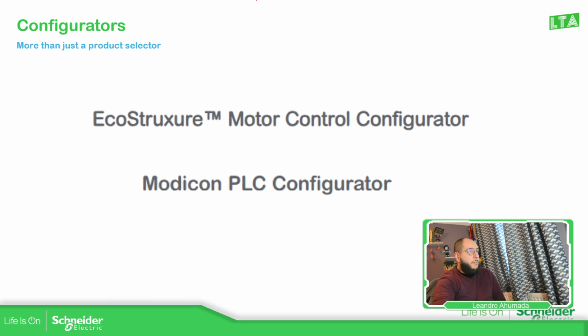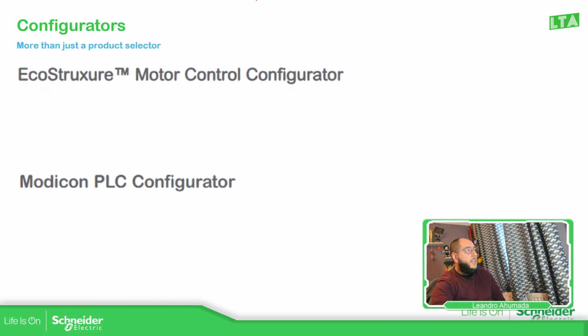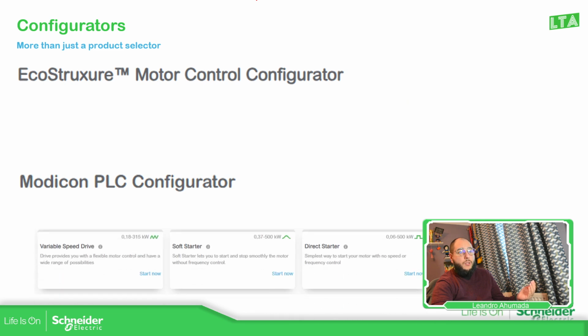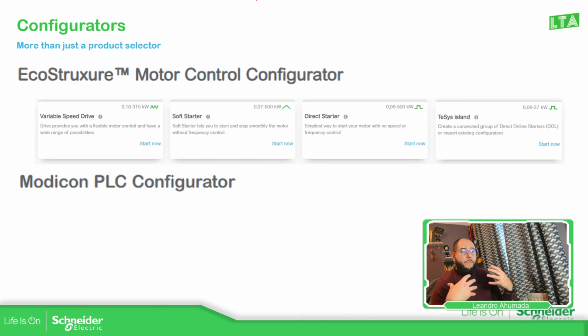So what does it mean? If we have the EcoStruxure Motor Control Configurator, these configurators give us 4 different solutions. Let's start with the easiest one in terms of complexity. For example, if you want to control and protect a motor, the traditional way is to use a DOL, a direct starter, and it gives you the option from the range of power that we can control, protect and monitor.